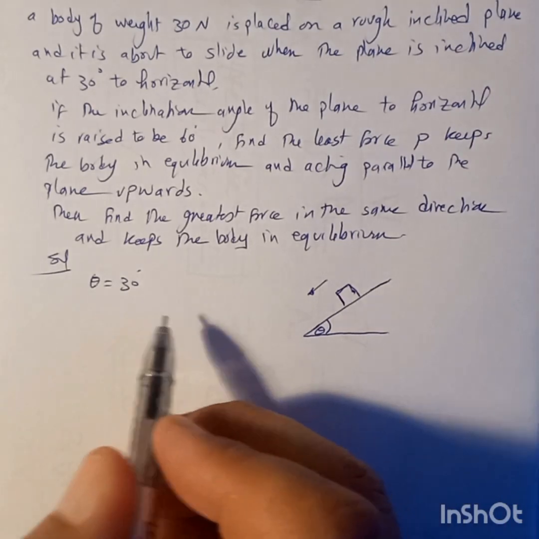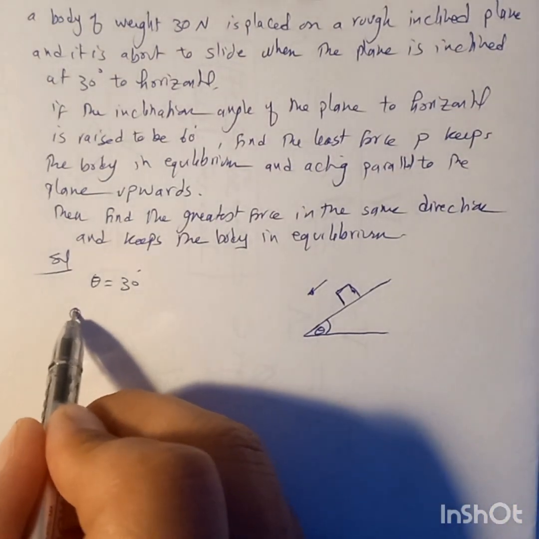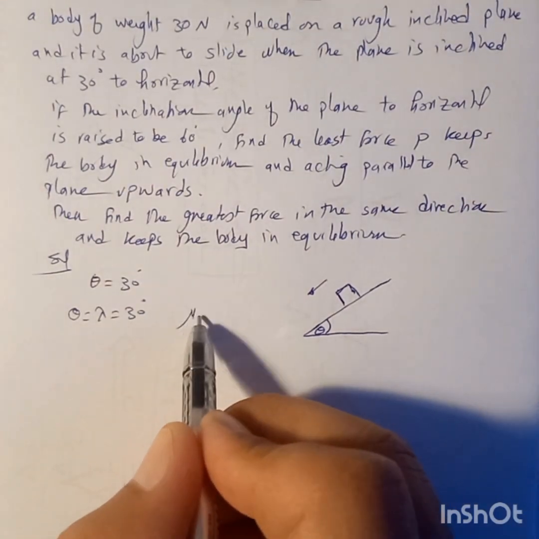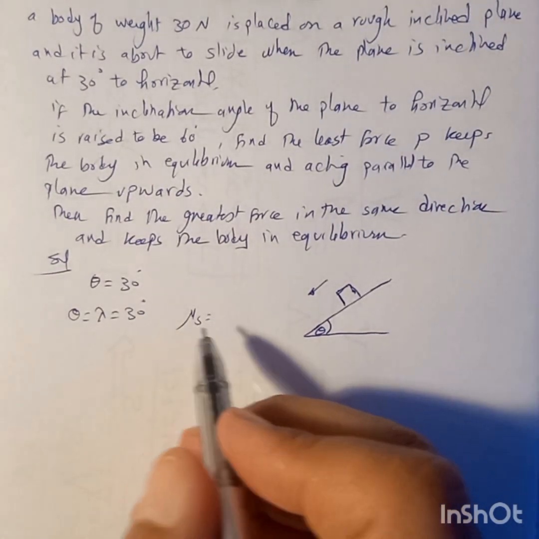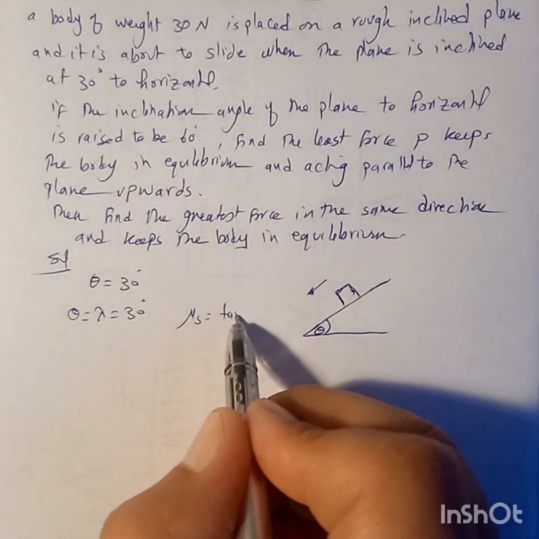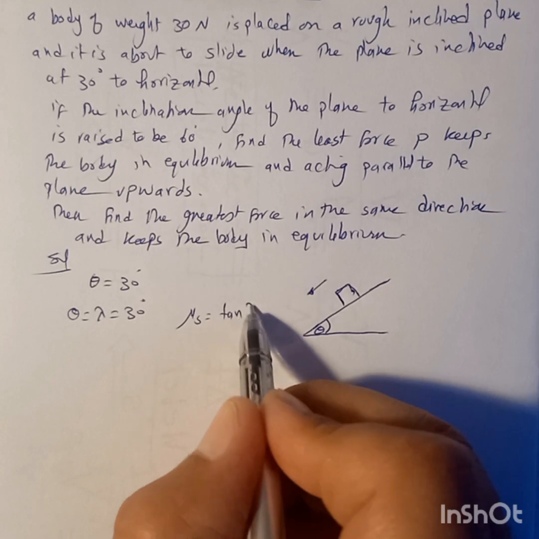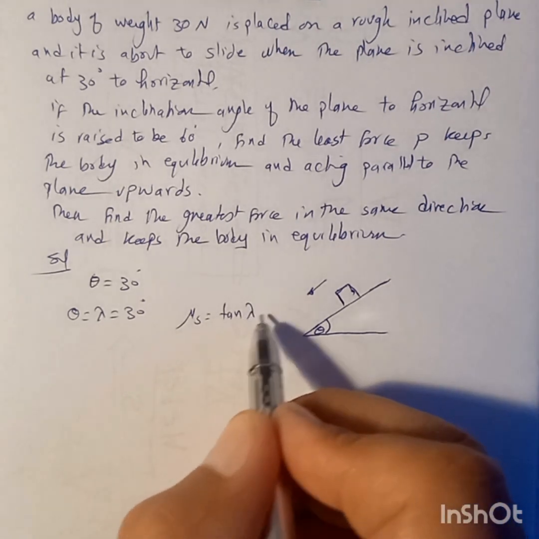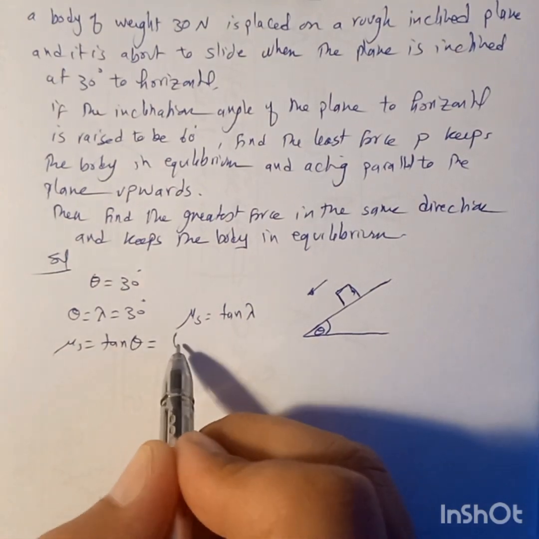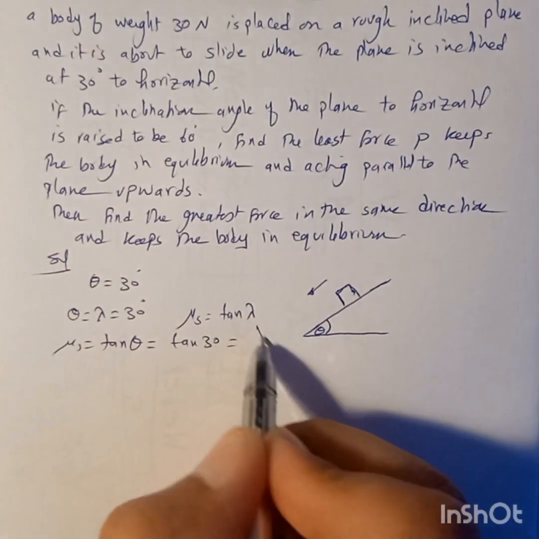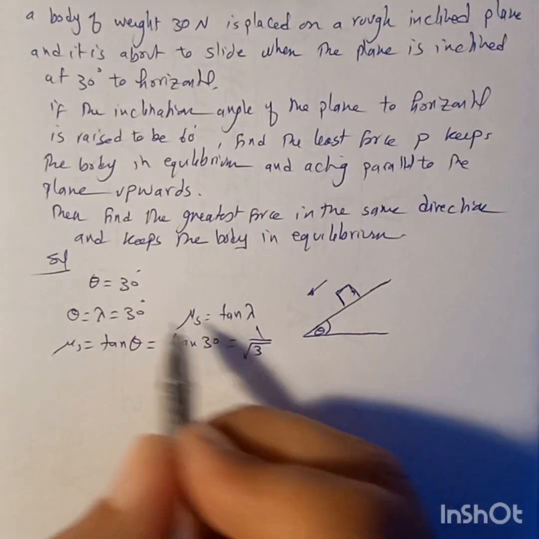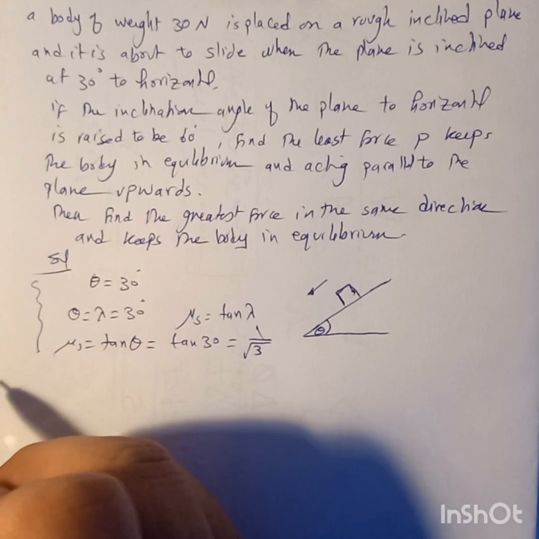Then as we said, in this case theta equals lambda equals 30 degrees, then the static friction coefficient between this body and this rough inclined plane is mu s equals tan theta. Okay, tan lambda. When lambda equals theta, we have mu s equals tan theta as well. Then this equals tan 30, which equals 1 over root 3. Okay, then mu s equals 1 over root 3. This is from the first situation we have.